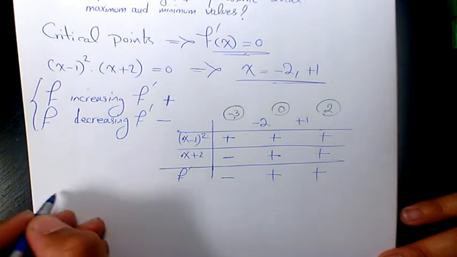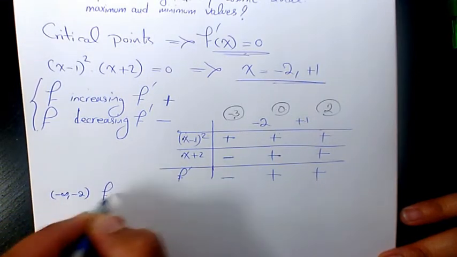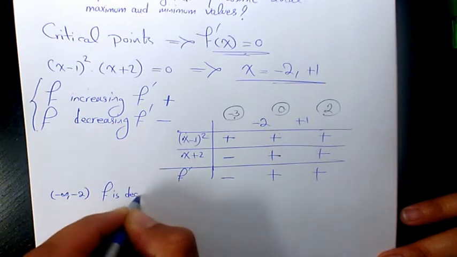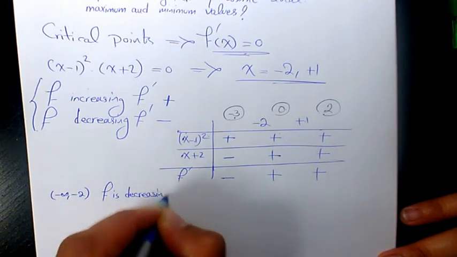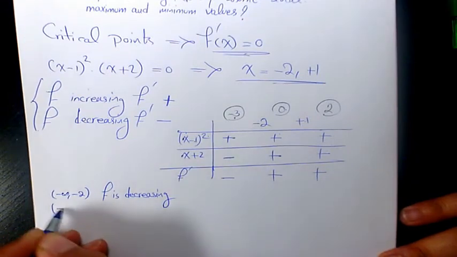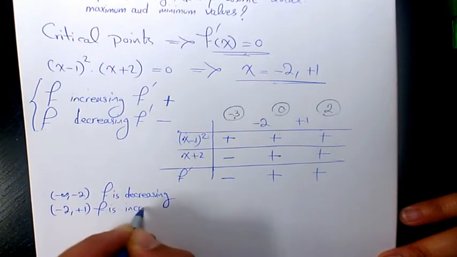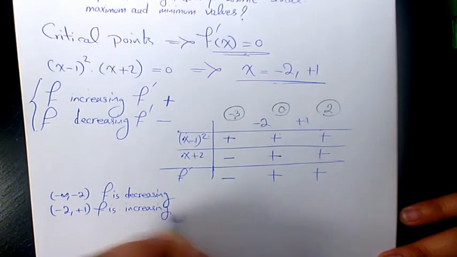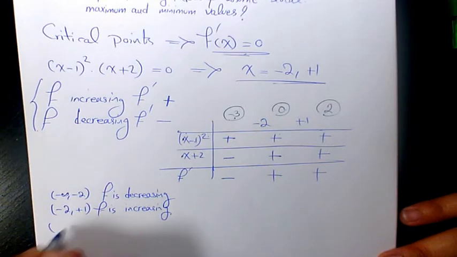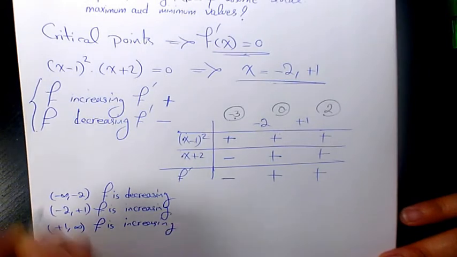We can say from negative infinity to negative 2, f is decreasing. Why? Because f prime is negative. From negative 2 to positive 1, f is increasing because f prime is positive. And then from positive 1 to infinity, f is increasing because f prime is positive.